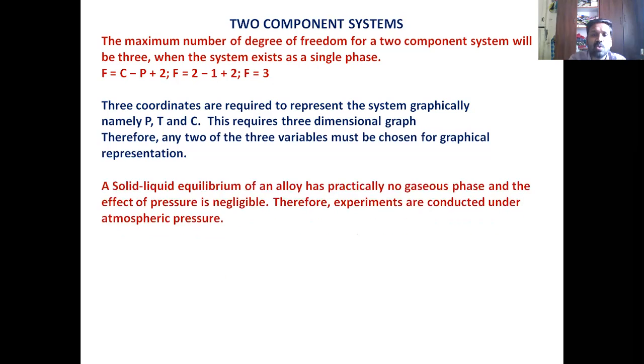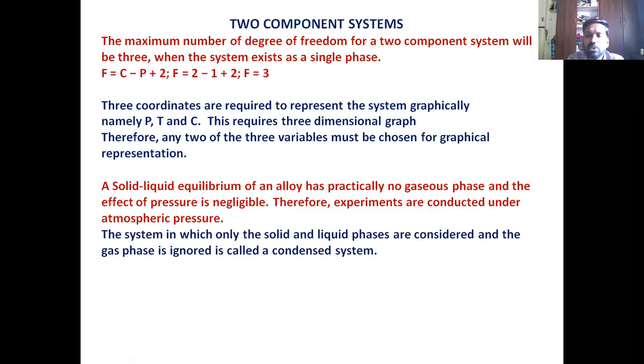A graph now need not have three dimensions, in the sense of three coordinates. It can have only two coordinates. Which are those two coordinates? One is temperature, the other is composition. Anyway, pressure we have neglected, we have omitted. So we are not looking into the effect of pressure on the system at all.